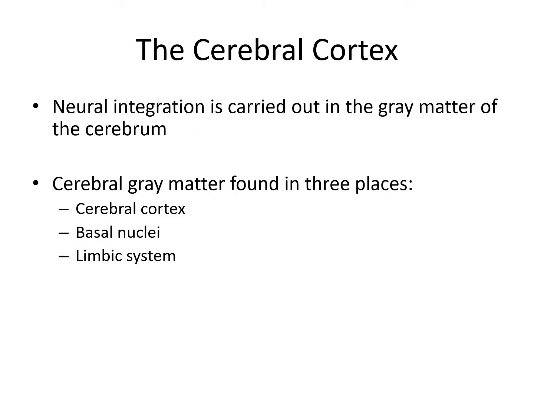All right, the cerebral cortex. The cerebral cortex is basically the outermost layer of the cerebrum. It's the gray matter that is a functional outer layer of the cerebrum. And this is where you have neural integration. So cerebral gray matter is going to be found generally in 3 places: your cerebral cortex, your basal nuclei, and your limbic system.